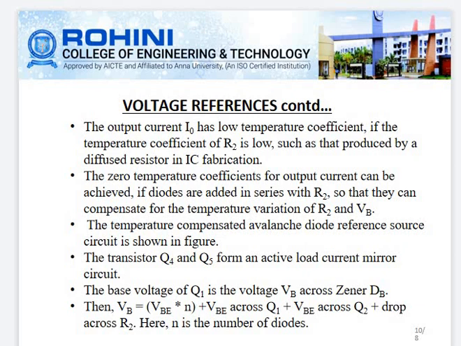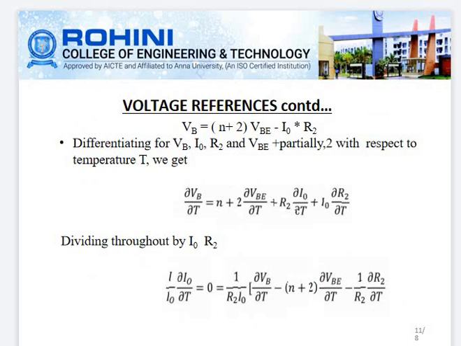The temperature compensated avalanche diode reference source circuit is shown in the figure. The transistors Q4 and Q5 form an active load current mirror circuit. The base voltage of Q1 is the voltage VB across Zener DB. VB is equal to VBE times N plus VBE across Q1 plus VBE across Q2 plus the drop across R2. Here N is the number of diodes. So VB = (N+2)VBE + I0R2.